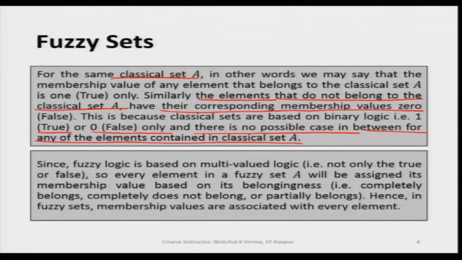As I just mentioned, with the multi-valued logic in a fuzzy system, not only true or false, every element in the fuzzy set A will be assigned its membership value. Let me make it very clear that any element which has a membership value more than 0 will be part of a fuzzy set. And if the element has membership value 0, meaning it is not present at all, the element will not be part of the fuzzy set.